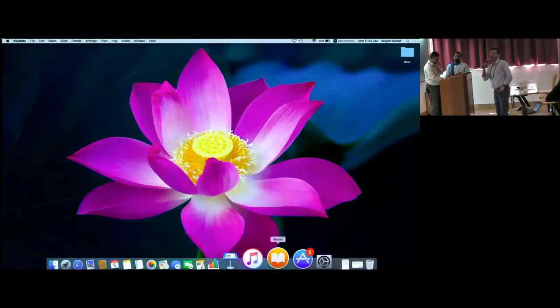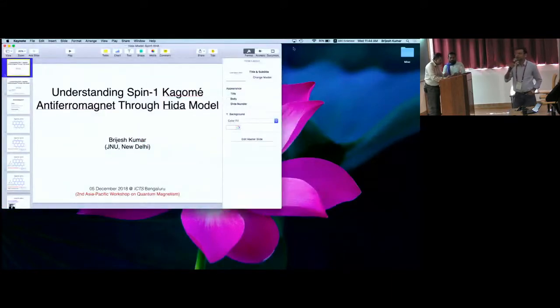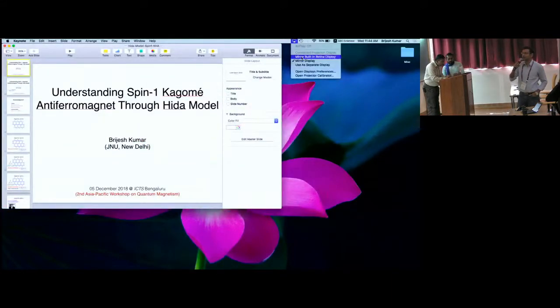Okay, so the next speaker is Brijesh Kumar, and he's going to talk about understanding spin-1 Kagome antiferromagnets through the Hida model.